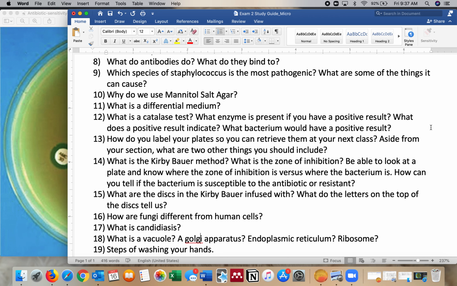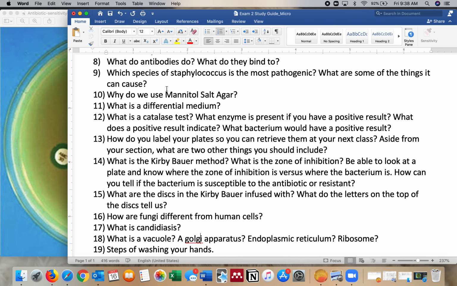Which species of Staphylococcus is the most pathogenic? What are some of the things that it can cause? This is reflective of one of our previous questions, so I'm not going to go into great detail about it. But if you look in Lab 8, you'll get these answers. Remember, you're not just answering what species of Staphylococcus is the most pathogenic. You also want to know, what symptoms can it cause? What can actually happen to the patient?